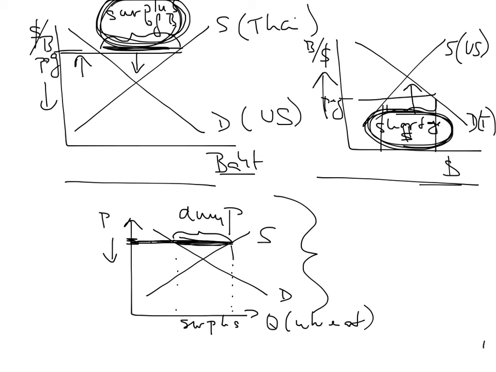So to maintain the peg above the equilibrium rate, they have to get rid of this excess quantity of baht, and they have to eliminate the shortage of the dollars here. And they do that by getting the extra dollars, using up their foreign reserves or borrowing it from the IMF, and using those dollars to purchase the excess supply of baht.